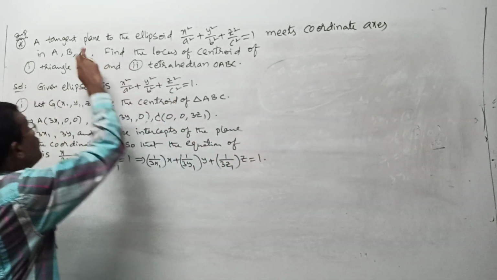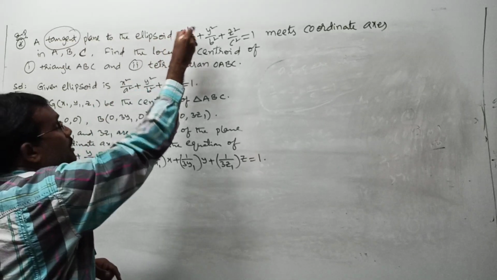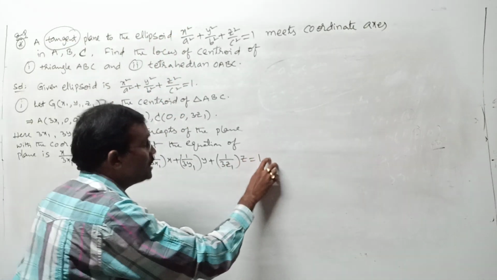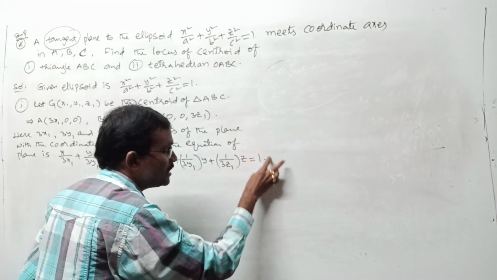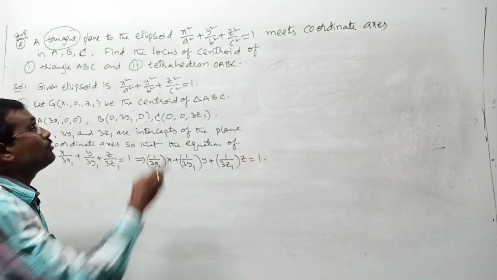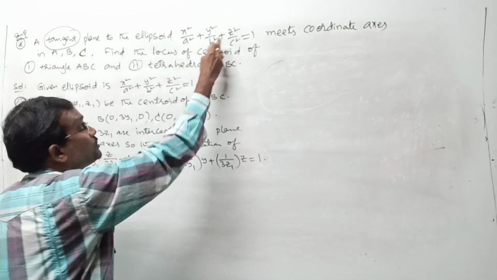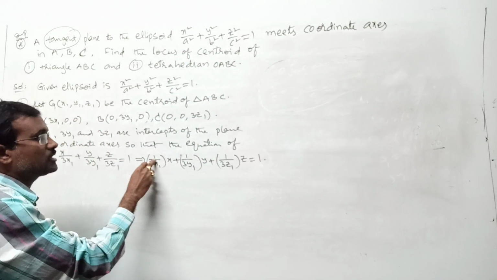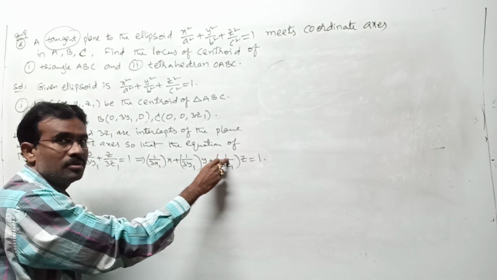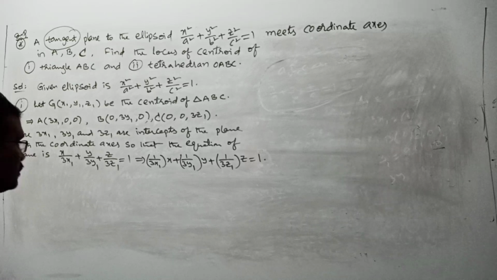But in the statement, what is given? It is a tangent plane to the given conicoid, I mean the ellipsoid. Whenever this is a tangent plane to this ellipsoid, p is equal to 1, and p square is equal to a square l square plus b square m square plus c square n square, according to theorem number 2 that I am using here.